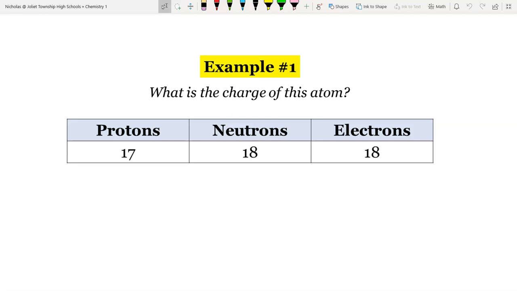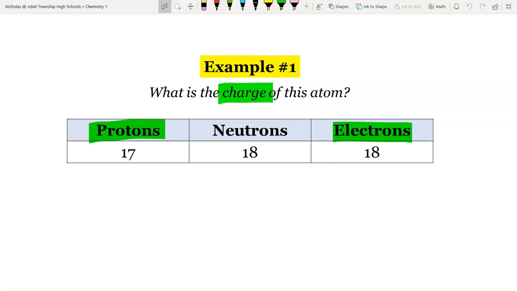All right, in this video, I'm going to go through the sample problems that we went through in class. So for this first one, it asks, what is the charge of this atom? Anytime we're working with charge, the only things that matter are the number of protons and the number of electrons. So there's a couple ways you can work this out. You can do it mathematically.